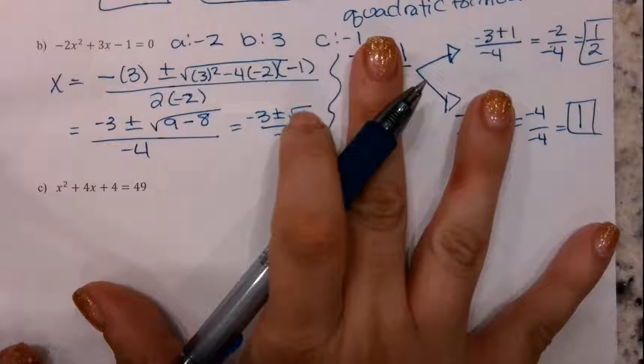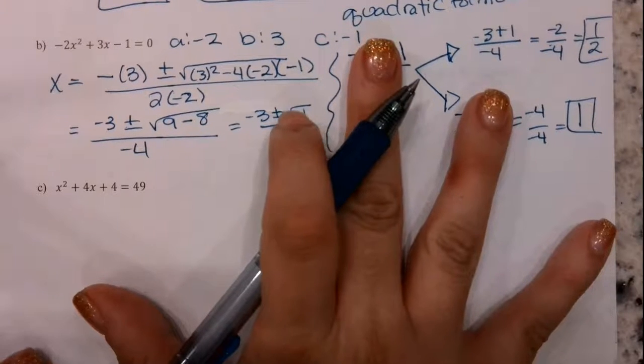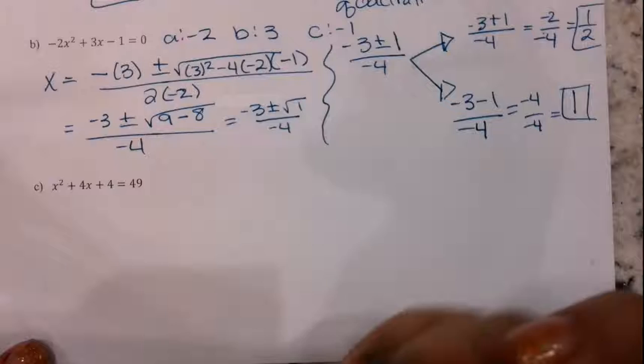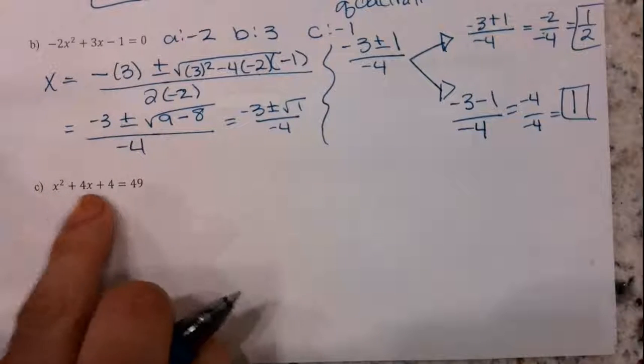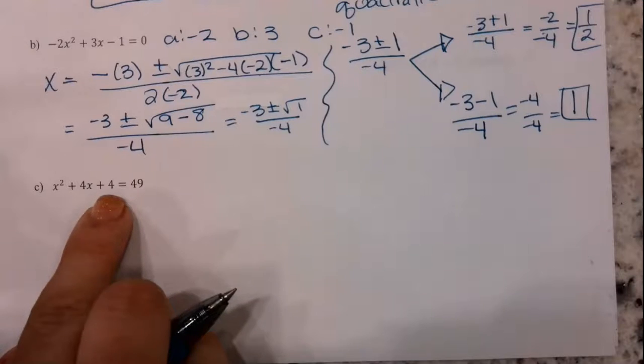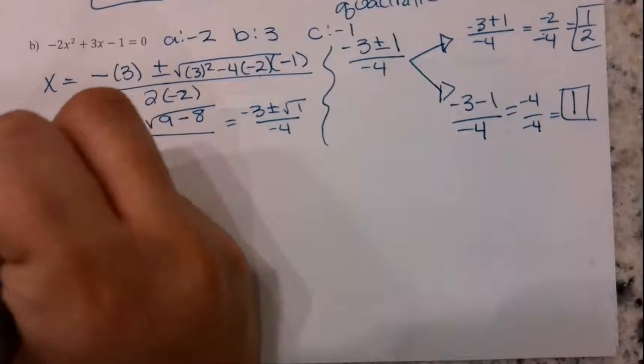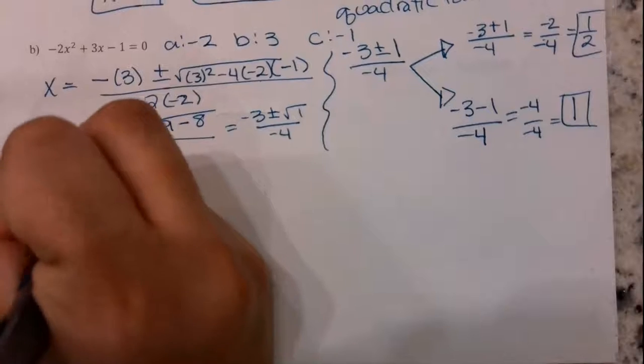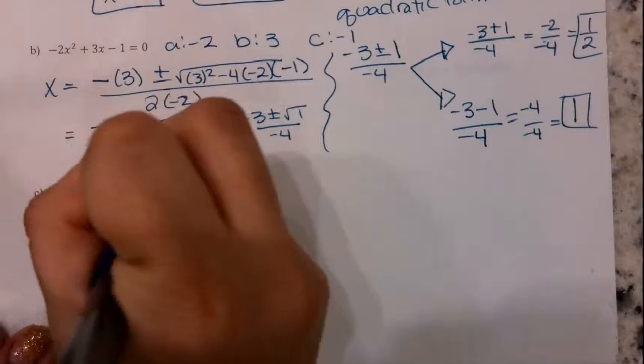On C, I am going to solve by square roots. This is a nice factorable thing. It factors into a perfect square. 2 times 2 gives me 4, and 2 plus 2 gives me 4. So I'm going to have x plus 2 squared equals 49.